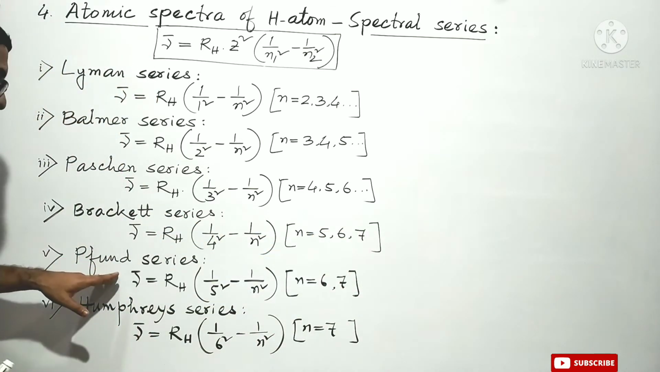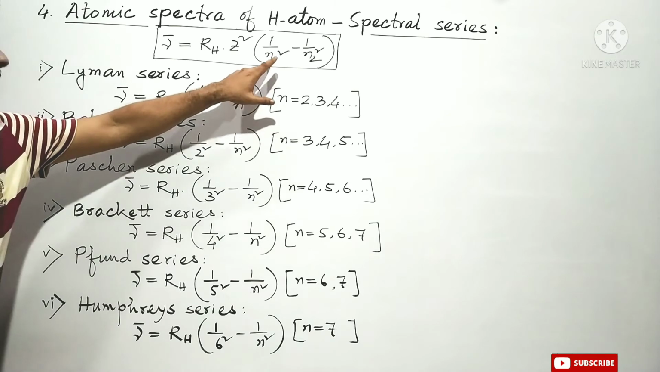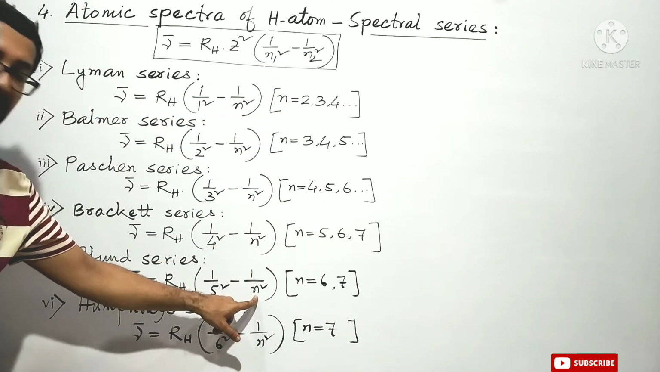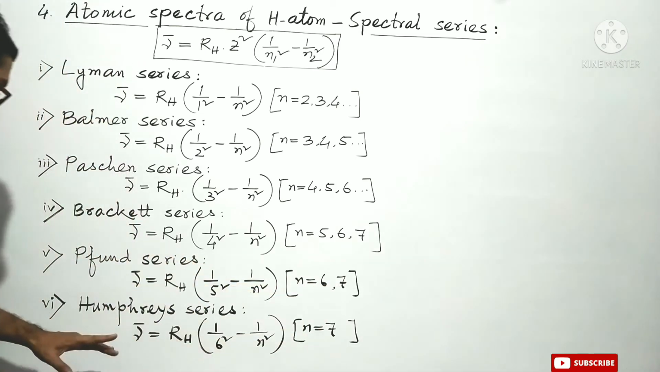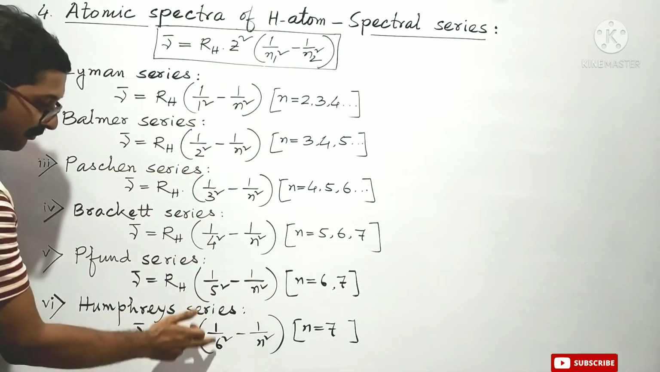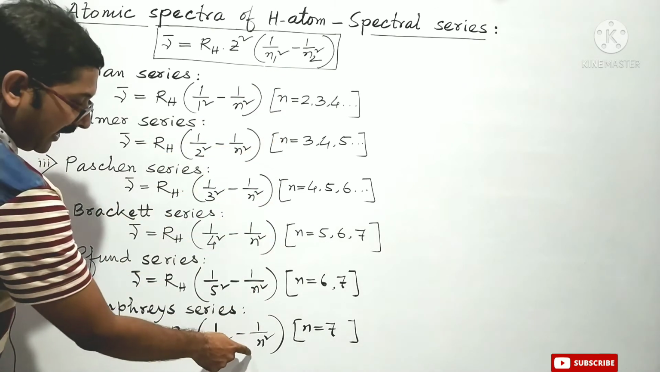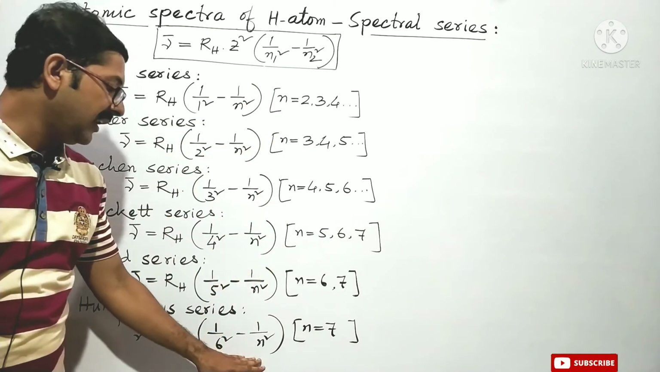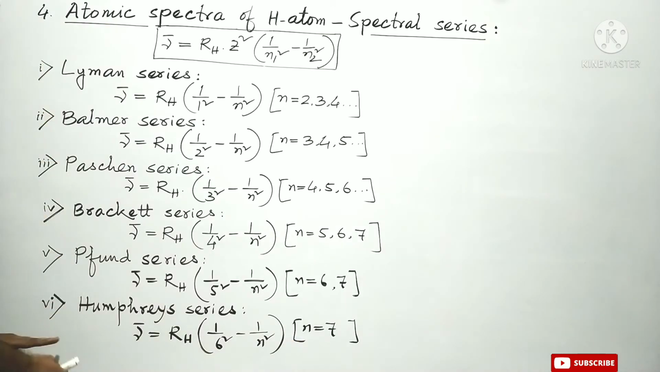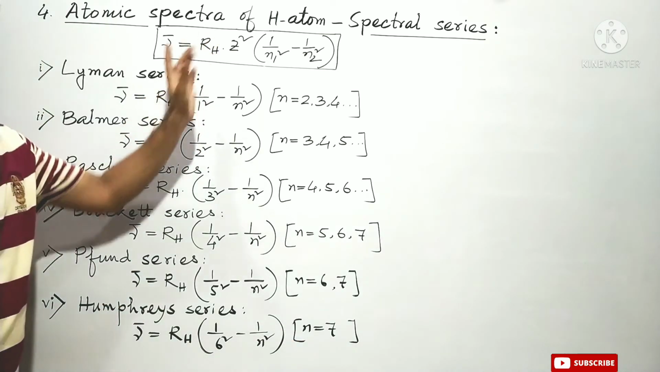Next series is Pfund series. For it, the value of n1 is 5 and the value of n2 is n, where n is greater than 5. And lastly, for Humphreys series, the value of n1 is 6 and the value of n2 is generally written as n, where n is 7 onwards. These are the 6 spectral series found in the spectrum of hydrogen atom.